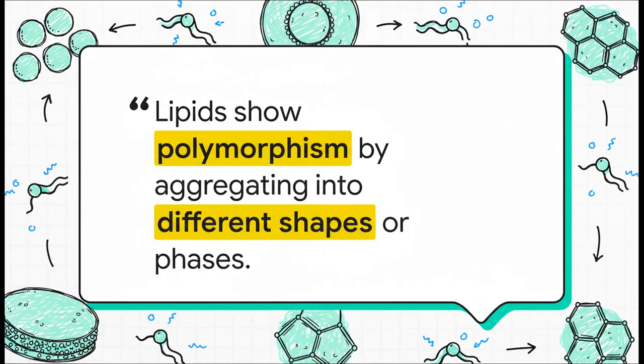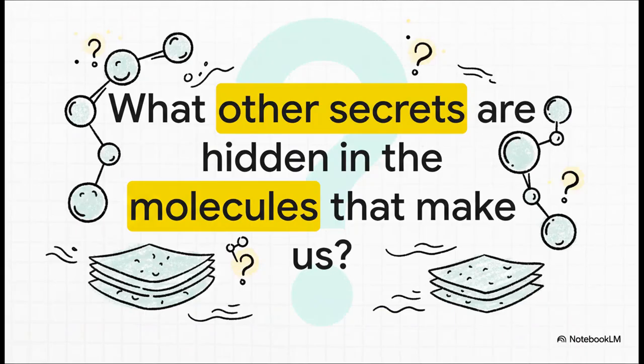So to wrap it all up, lipids are basically masters of transformation. As our source material puts it, they show polymorphism, which is just a way of saying they can form many different shapes. It is this incredible versatility, all driven by a simple love-hate relationship with water, that builds the very structures of life. It is just incredible to think about, isn't it? That the very architecture of life comes down to these tiny molecules with a split personality, just trying to get comfortable in water. It really makes you wonder, what other secrets are hidden in the molecules that make us who we are?